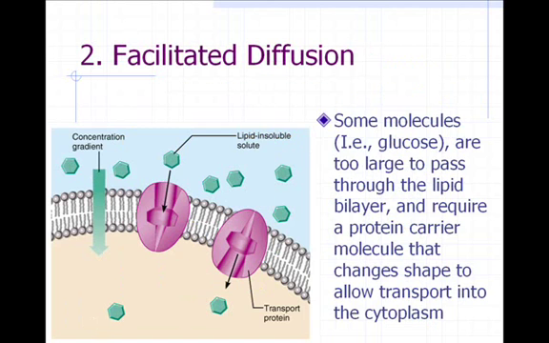We also have facilitated diffusion. Some molecules, like glucose, for example, are too large to pass through the lipid bilayer, such as this here, and they require a transport carrier, such as this here. It changes shape to allow the transport of that glucose into the cytoplasm.